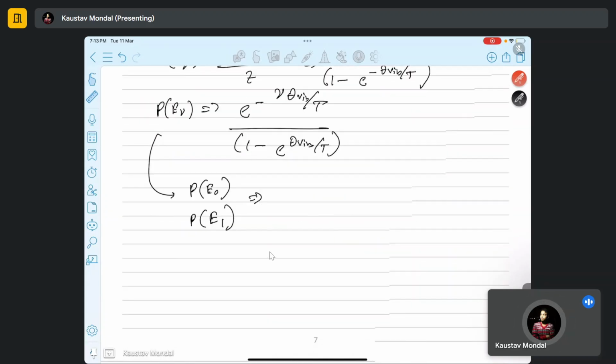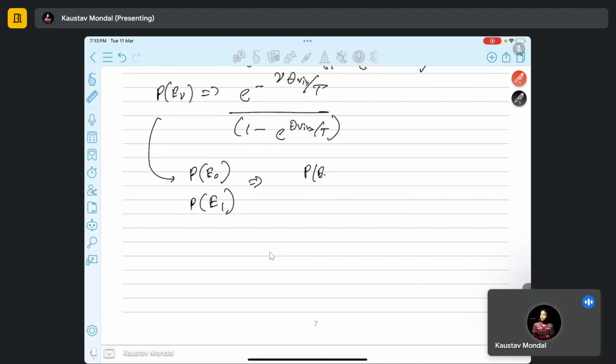Okay, so you can write it like this: P of e1 by P of e0, which gives you basically n1 by n0. It basically gives you e to the power minus theta v by T, divided by e to the power 0 into theta v by T. So this will give you 1.